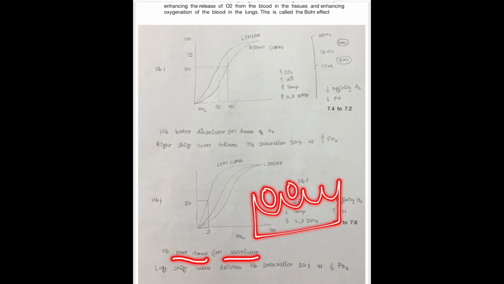In this curve you can say the hemoglobin is a better dissociator. That means the hemoglobin provides the oxygen to the tissues. Whoever gives to another person, they are called donors. So here the hemoglobin is a donor. Here the hemoglobin is a poor donor and is an associator. That means 100% is saturated. So the oxygen is associated with hemoglobin always. So here the hemoglobin is an associator and a poor donor.